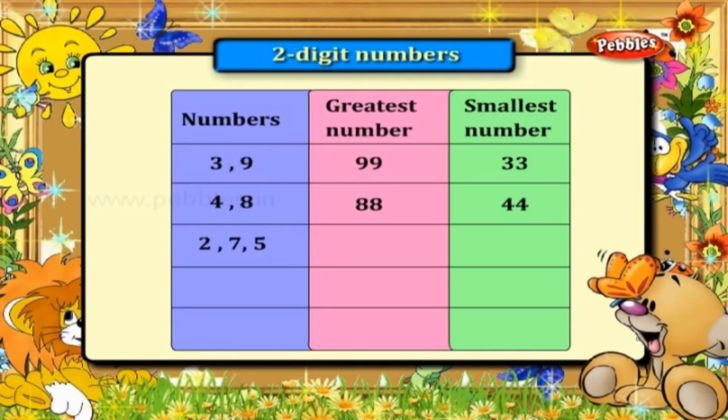From 2, 7 and 5, 77 is the greatest number and 22 is the smallest. From 6, 3 and 8, the greatest number is 88, the smallest number is 33. From 1, 7 and 9, 99 is the greatest number and 11 is the smallest.